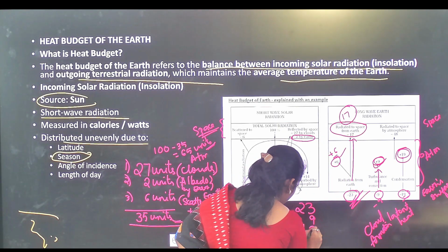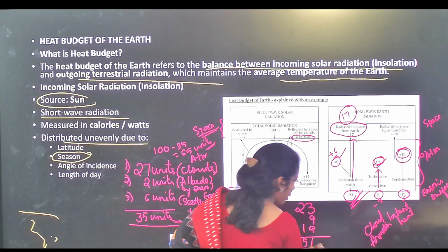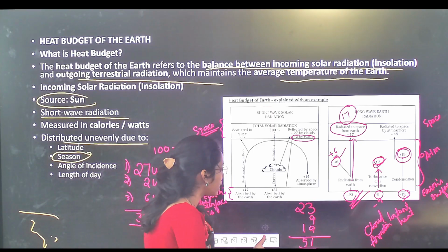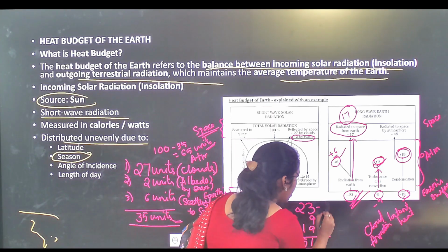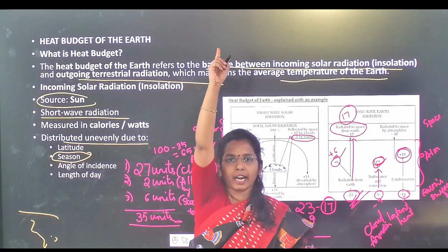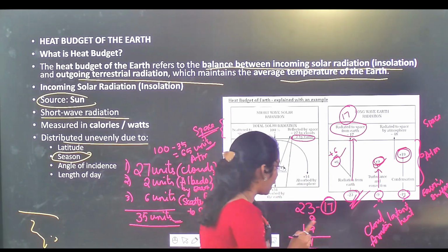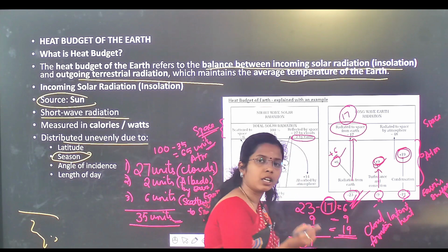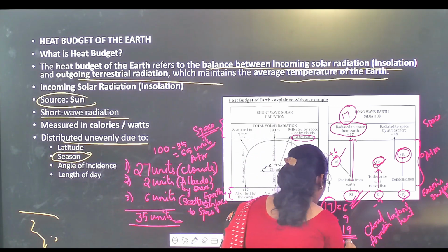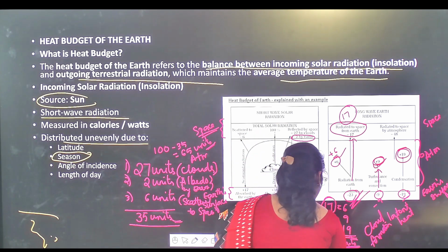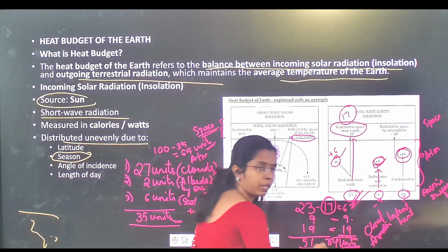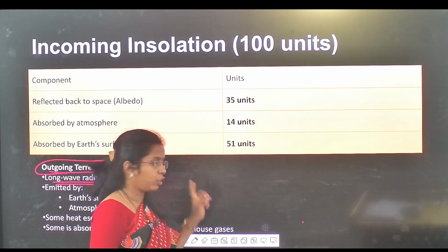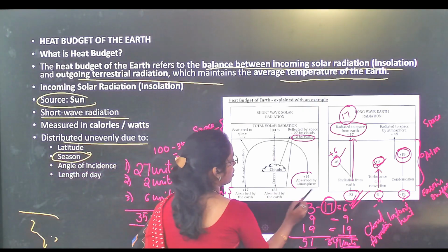23, 9, 19, total 51 units are radiated back by Earth's surface. But out of these 51 units, only 17 units go directly to space. Here 6 units, 9 units and 19 units are in the atmosphere. These 34 units, 6 plus 9 plus 19, plus the 14 units of absorption that we saw earlier.